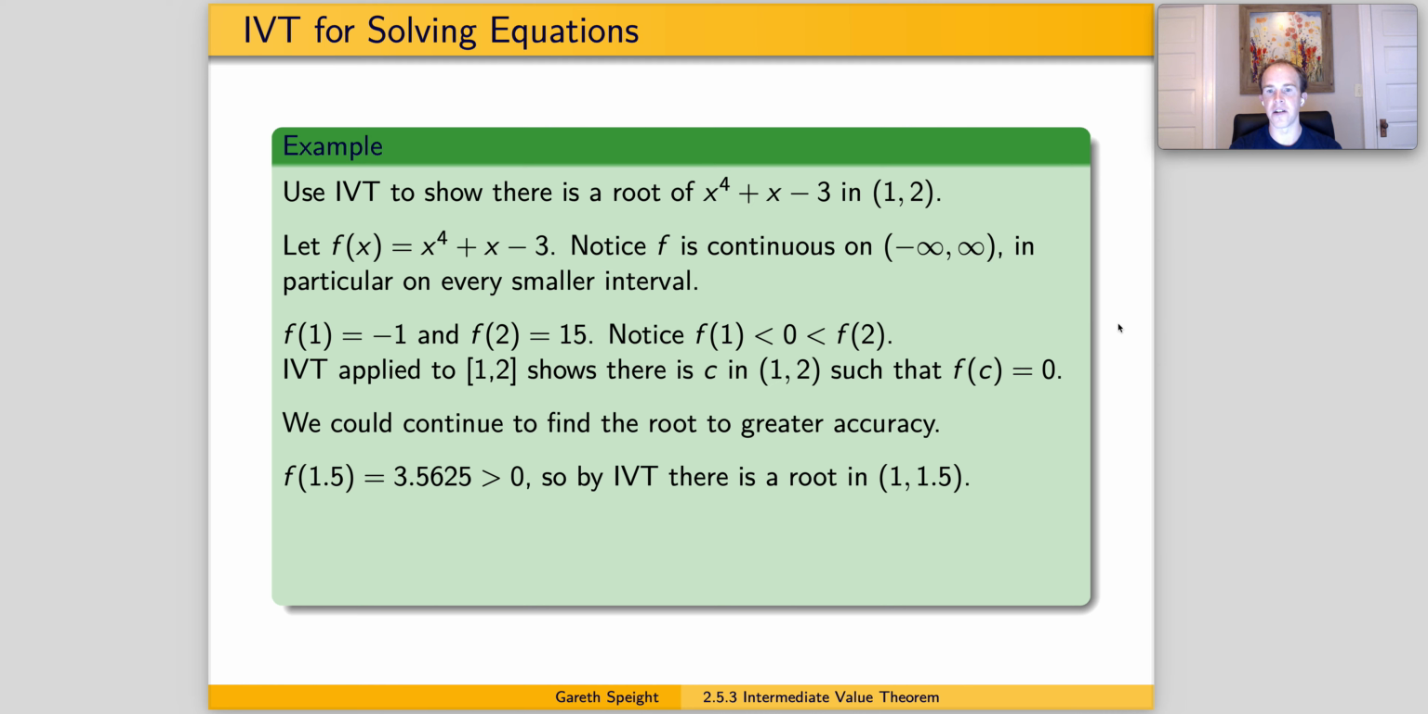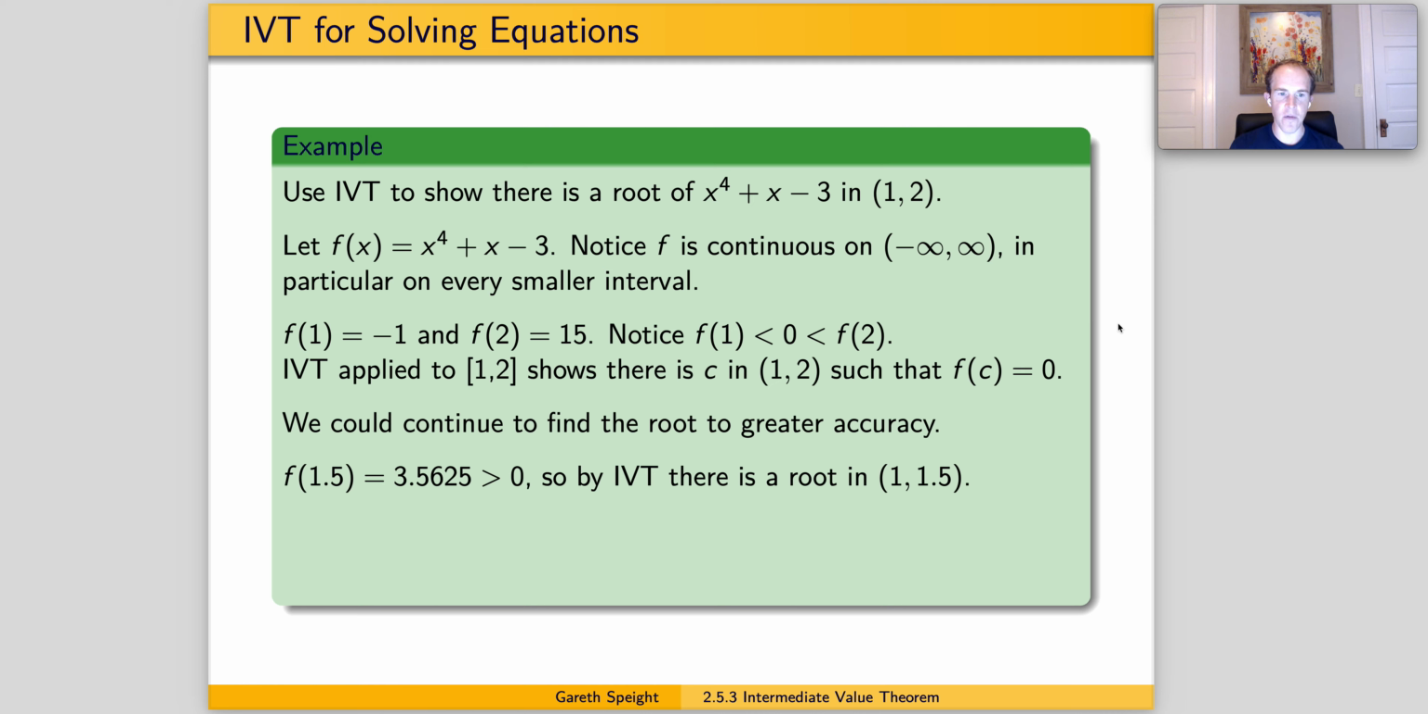Well, what side does it lie on? Is it between 1 and 1.5, or is it between 1.5 and 2? Let's say I want to find out. Well, if you compute f of 1.5, you get 3.5625, which is strictly positive. And then, on what interval should I apply the intermediate value theorem again? I want to be able to use 0. In other words, I need the function to cross the value of 0, okay?